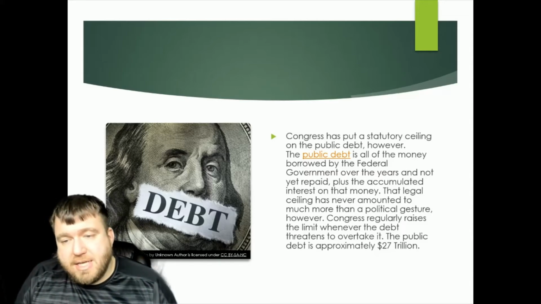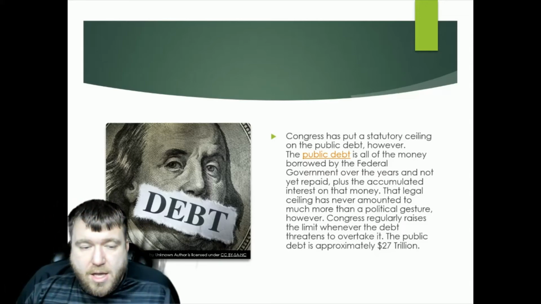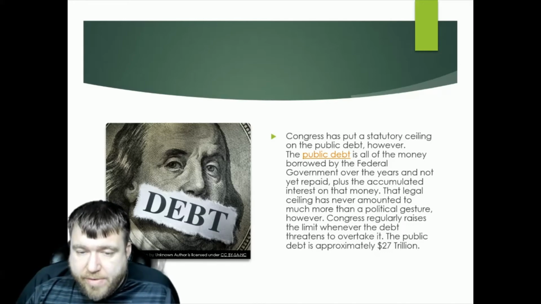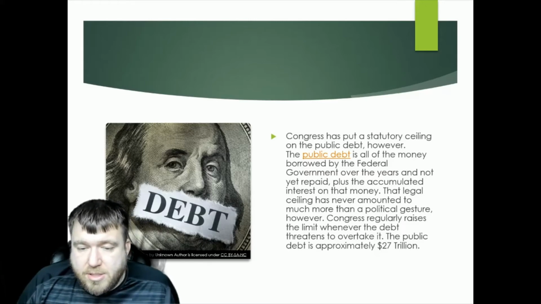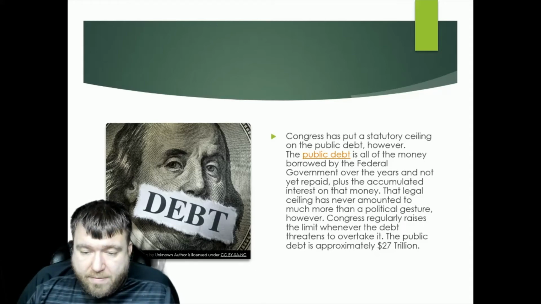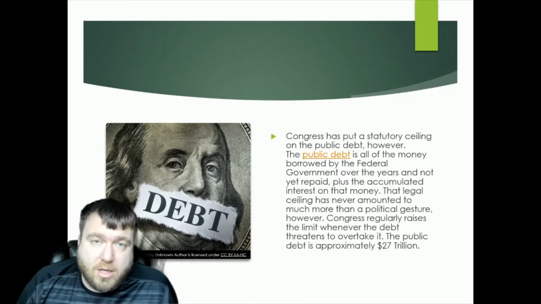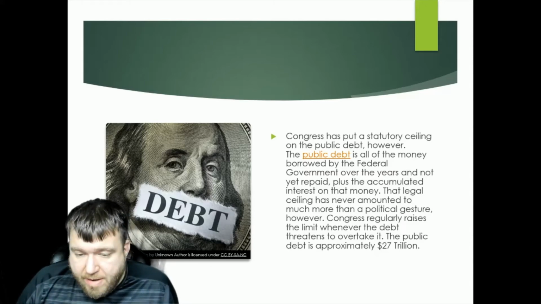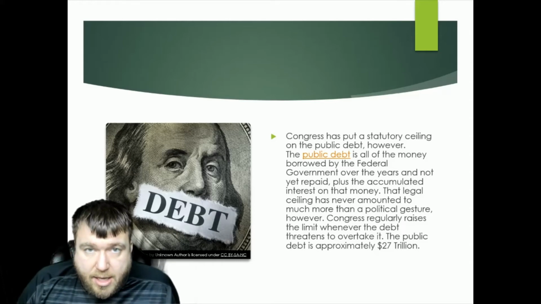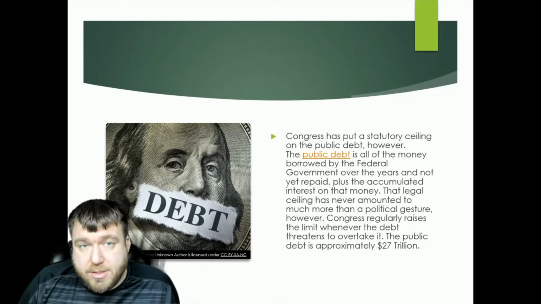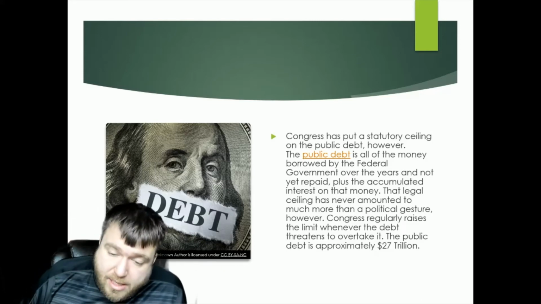Congress has put a statutory ceiling on the public debt, however. The public debt is all of the money borrowed by the federal government over the years and not yet repaid, plus the accumulated interest on that money. That legal ceiling has never amounted to much more than a political gesture, however. Congress regularly raises the limit whenever the debt threatens to overtake it. The public debt is approximately $27 trillion. Whenever I was making this, I looked up what the public debt was currently, and it was up to $27 trillion. So that is a lot of debt.